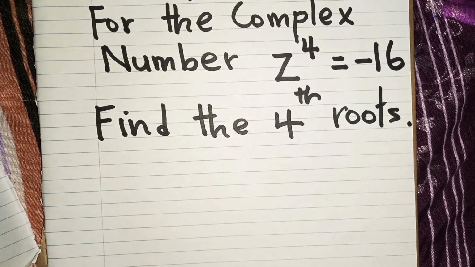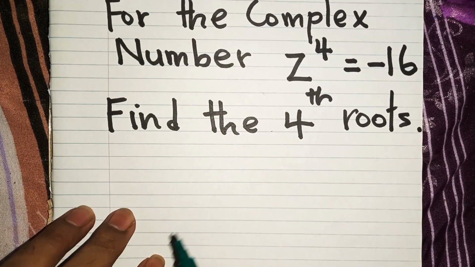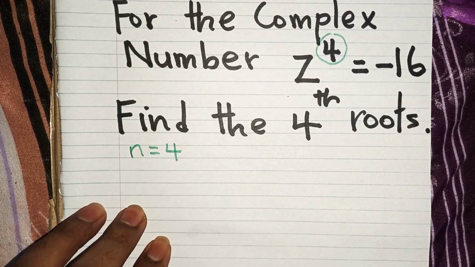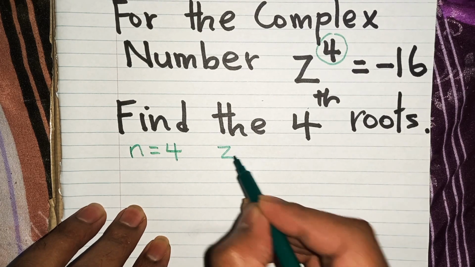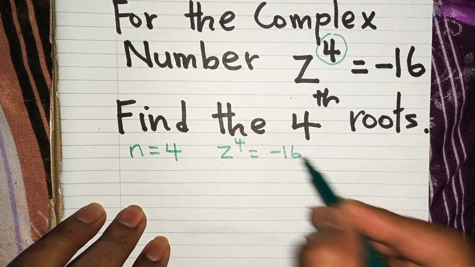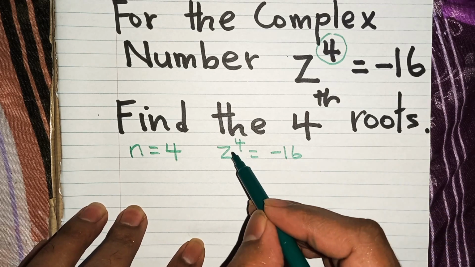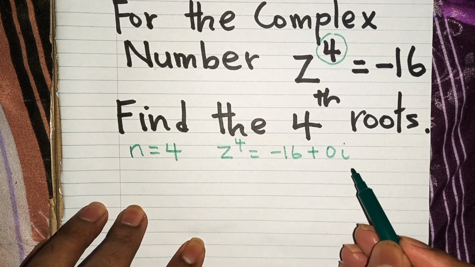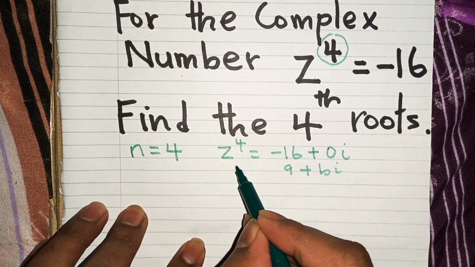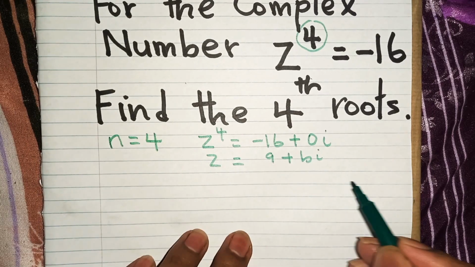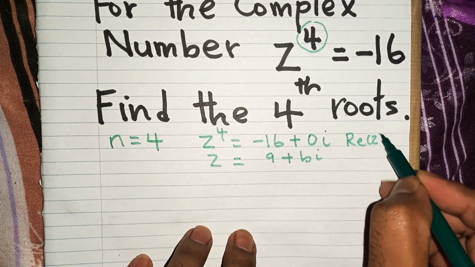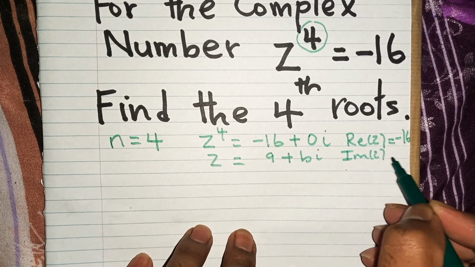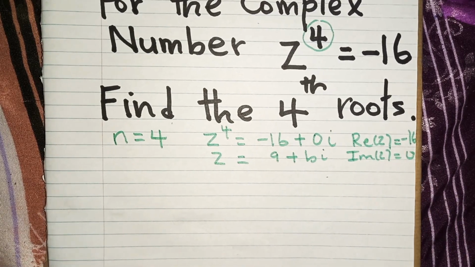Now to do this we have to first list down the information. The roots that we have to find here: n is equal to 4, because we are talking about z power 4. And we know z power 4 is equal to minus 16. If you write this in standard form, this will be z power 4 is equal to minus 16 plus 0i, because this should be written in the form a plus bi. So from here we can list that the real part of z is equal to minus 16, and the imaginary part of z is equal to 0. We do not have an imaginary part.